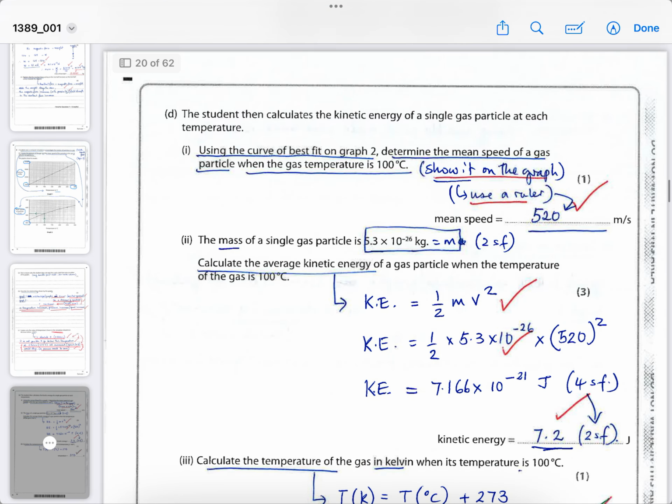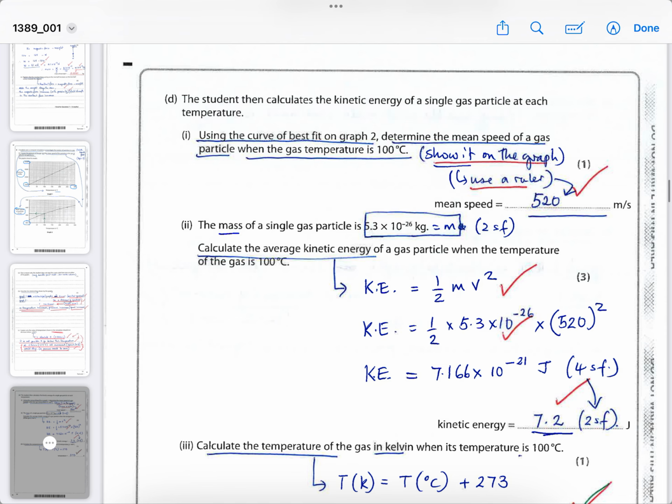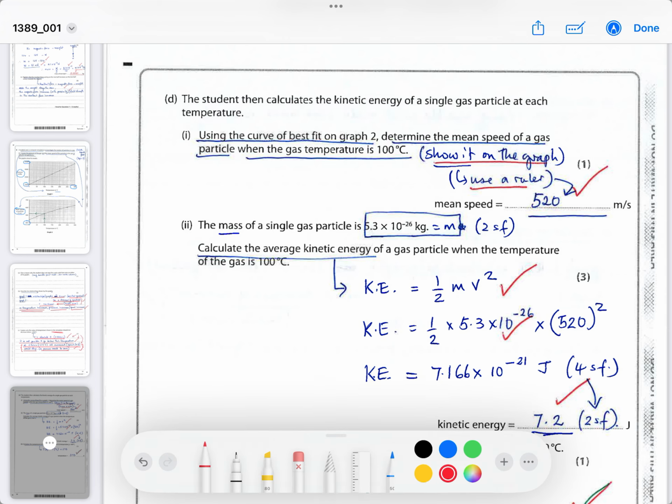Part D, then, this is quite a long question, by the way. Part D, the student then calculates the kinetic energy of a single gas particle at each temperature, yeah, using the curve of best fit, yeah, remember that's graph 2. Determine the mean speed of a gas particle when the temperature of the gas is 100 degrees centigrade, yeah? So they want you to look at 100 degrees centigrade, yeah? Show it on the graph if you're doing this. Use a ruler.